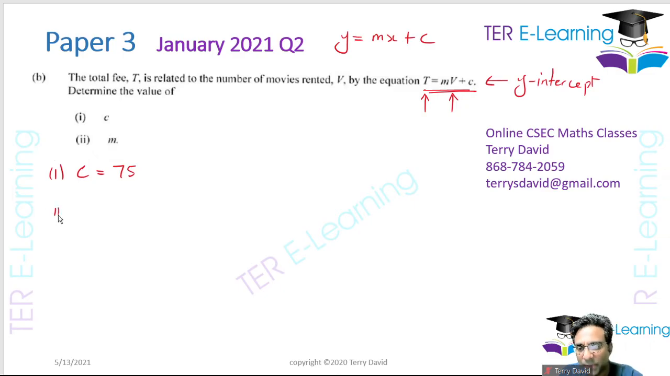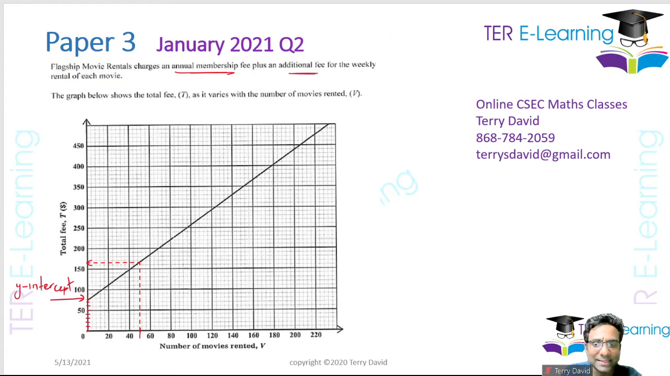Part 2 now, they want us to work out the gradient, right? So part 2, my gradient, in this case they're calling it m here, which is what we are accustomed to calling it. There's a formula to find gradient. It's y2 minus y1 over x2 minus x1. So that's how we find gradient. Now we need to select 2 points on the graph that we can use to do that. So if I were you, I would choose 2 points that I can actually read off properly.